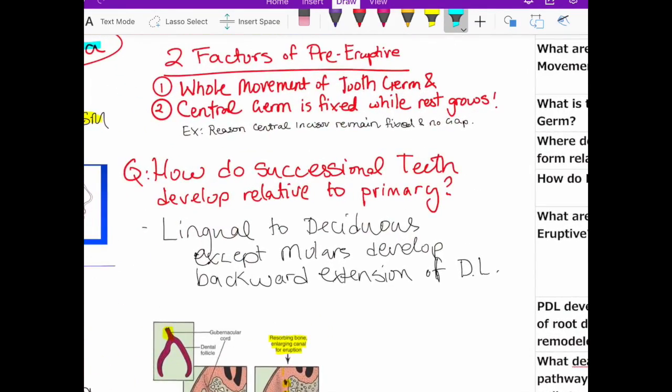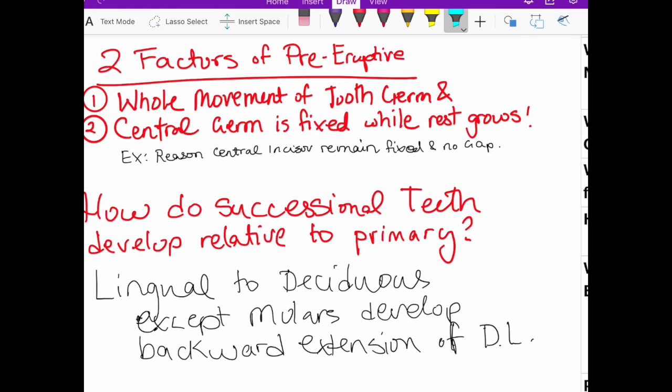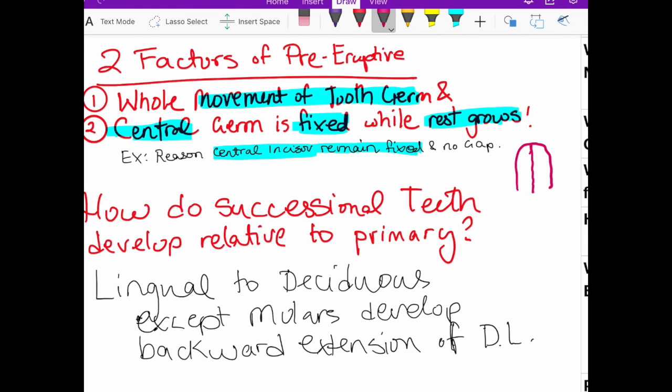So once again, what are the two factors of pre-eruptive? So the two factors are that whole movement of the tooth germ occurs, as well as you have the central germ that stays fixed while the periphery, the rest, grows. So that is the reason you have the central incisors that always stay fixed in the middle, and there's no gap, because that middle tooth germ stays fixed. So you can see if you have some kind of oral cavity from the top, the middle, you can say, stays fixed, and everything else grows from that center point.